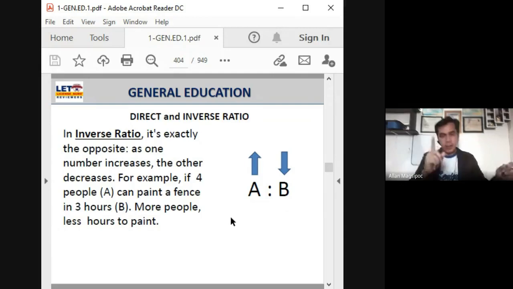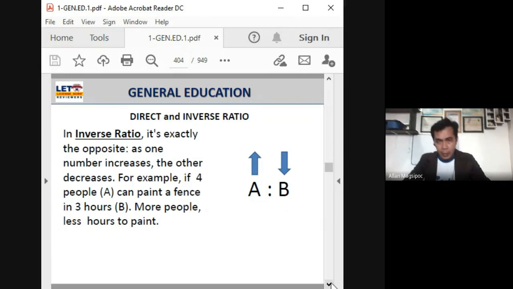The application of these concepts is very important. As a test taker, as an examinee, if you encounter this kind of question, you should be able to identify whether it's inverse or direct ratio because it will affect all of your solutions and the process in solving the word problem or the mathematical problem. So that's ratio, inverse, and direct.